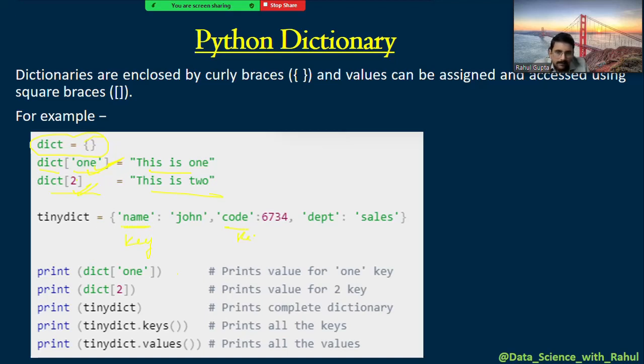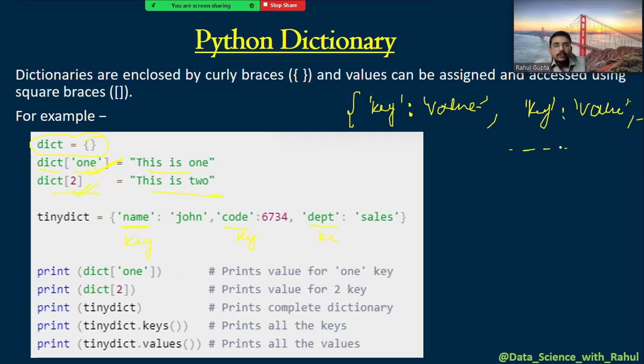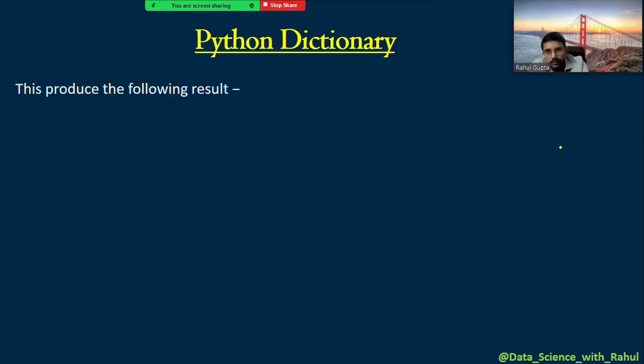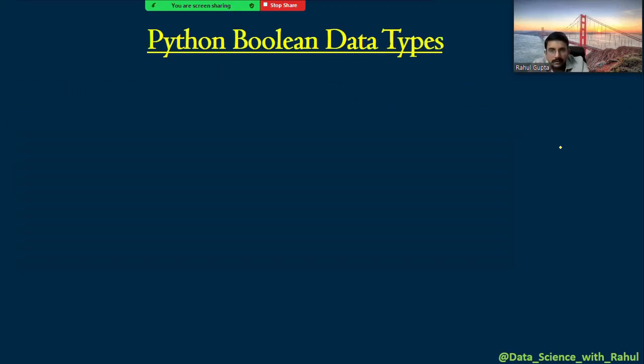Now see here, this is basically the key. Correct. So how do we define a dictionary? We define the dictionary like this, and then we write a key, we put a colon, and we write a value. Correct. And both of these should be in quotes. Correct. And then put a comma, again the same thing, key, colon, value, correct? And then again a comma, and you keep on writing. So this is how we write a Python dictionary. Okay, so this will produce this result.